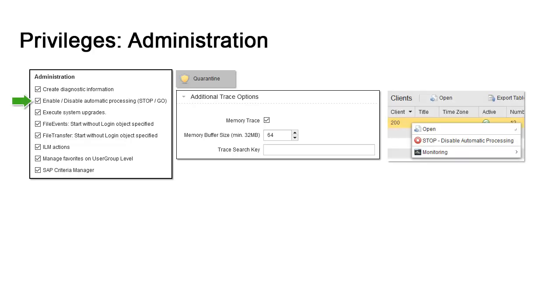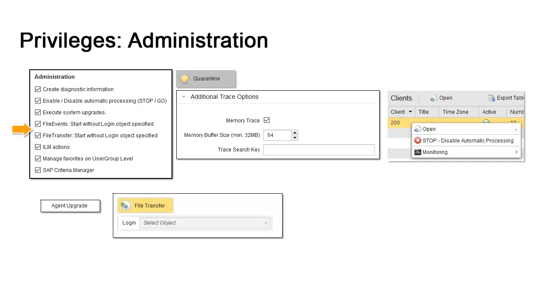Enable automatic processing allows you to stop and start clients. Execute system upgrades allows you to do just that. Among those, you'll be able to use centralized agent upgrade. File event and transfer event logins: it is possible to trigger these 2 executable objects without login objects, which are normally required for jobs and workflows, provided you have this privilege. ILM actions concern database partition functions.